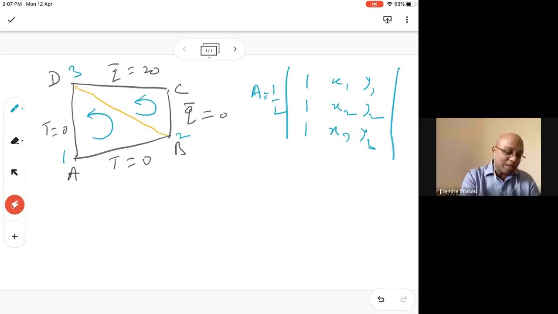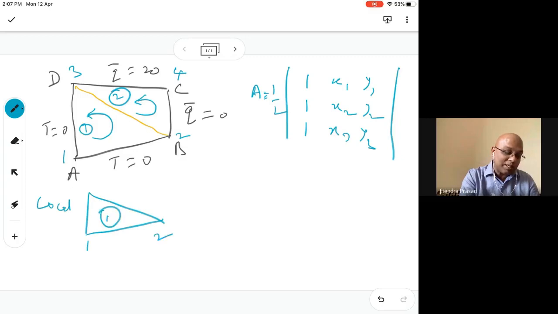So this will be 1, this is 2 and 3, and then you can have this as 4. Now you are going to work with the local numbering. So if you call this 1, this is number 2, and this is 3: local numbering 1, 2, 3. And the second one will go like this.